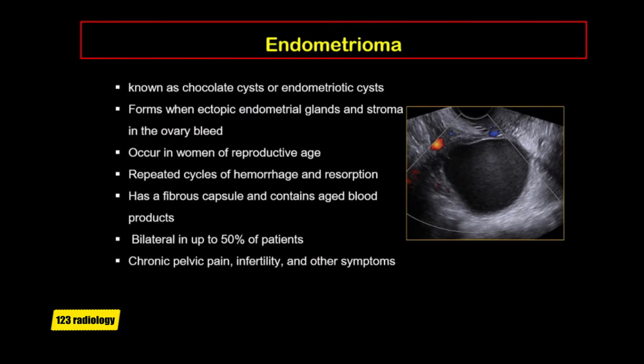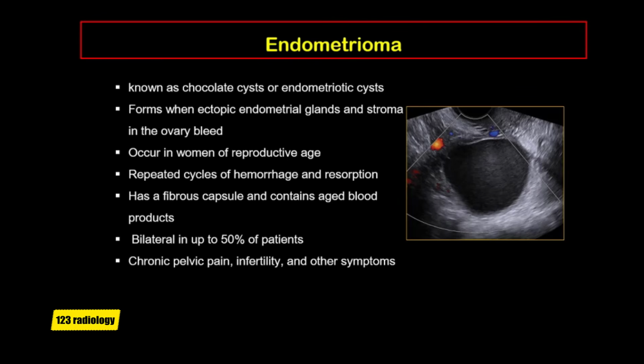Endometrioma is known as chocolate cyst or endometriotic cyst. It is formed by extrauterine functional endometrial tissue involving the ovary. It forms when ectopic endometrial glands and stroma in the ovary bleed. It occurs in women of reproductive age.